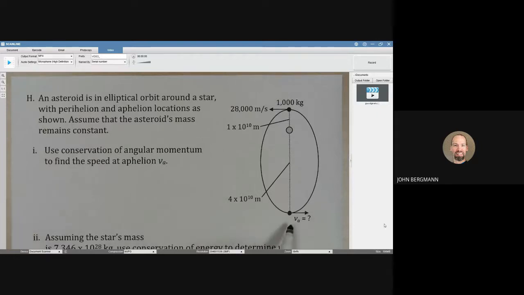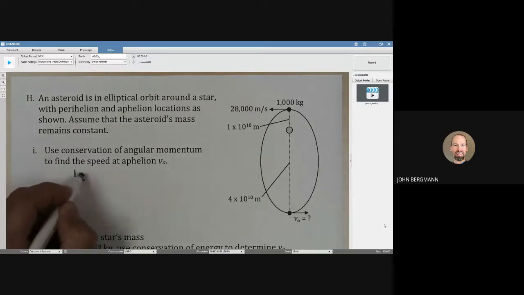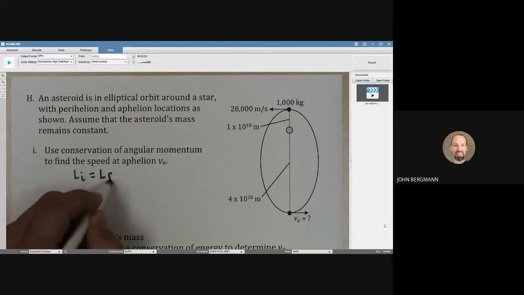So that's down here. We're looking for the speed. We know the speed at perihelion, which is 28,000 meters per second, and we want to know what the speed is down there. Now, the reason we can use conservation of angular momentum is because there's no net torque on the asteroid. So the initial angular momentum must equal the final angular momentum.